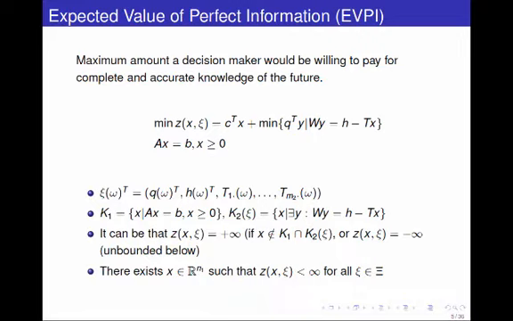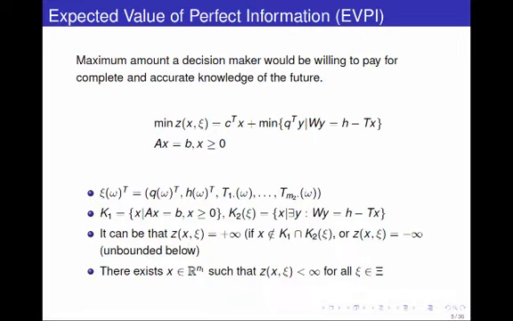So K1 is the polyhedron defined by the first stage constraints, so these two equalities here. And K2, for a given realization xi, is the polyhedron in the y dimension that satisfies the second stage equality constraints for that realization xi. So here, xi influences h and T.